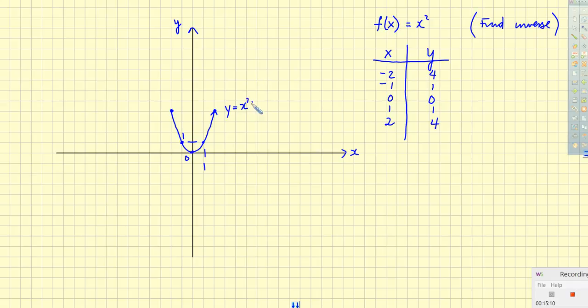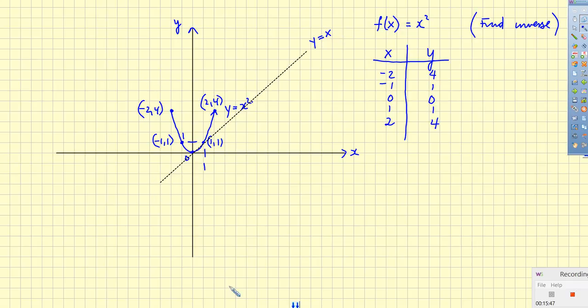Alright, now, if I take the inverse of that, the inverse means that I swap my x's and y's. So my point of negative 2, 4, my point negative 1, 1, 0, 0, 1, 1, and 2, 4, if I put them over the y equals x line, which I'm going to do right now. The y equals x line means that when x is equal to 1, y equals 1, when x equals 2, y equals 2, when x equals negative 3, y equals negative 3, and so forth.